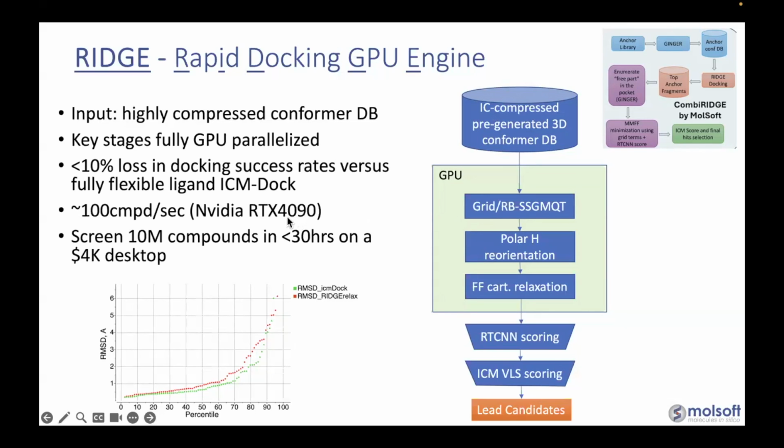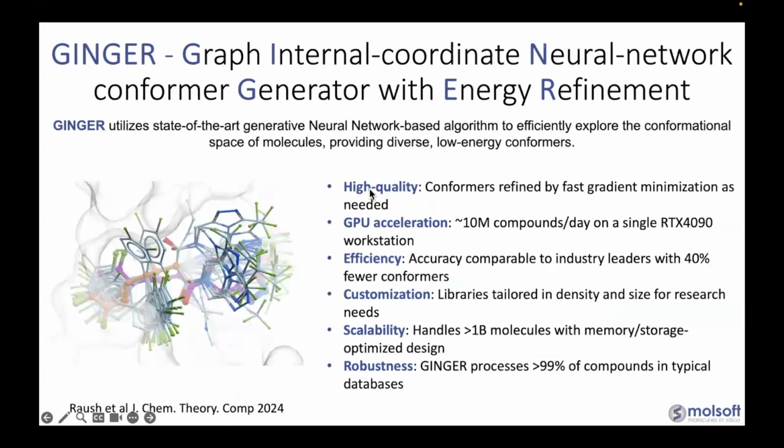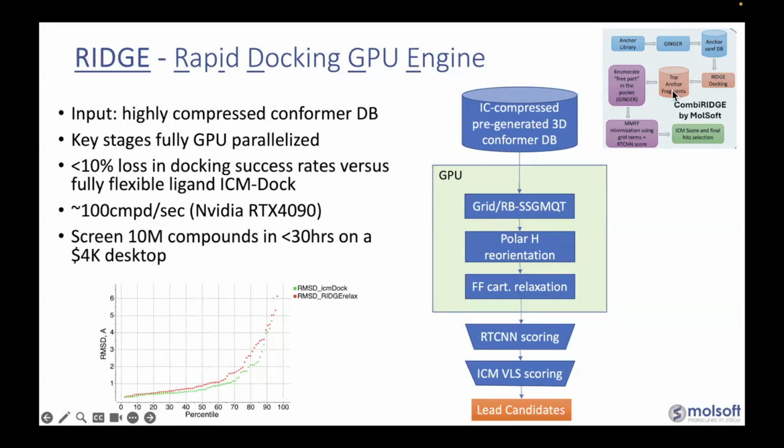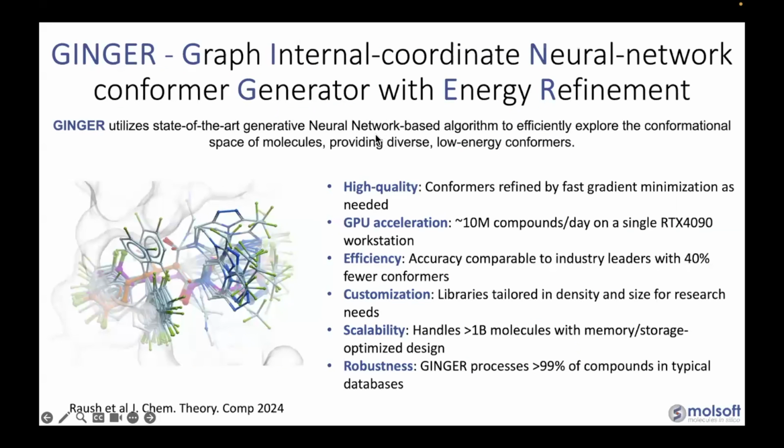On an RTX 4090, you can screen approximately 400 compounds per second per GPU, which means that you can screen 10 million compounds very efficiently on a reasonably priced GPU. But by using Ridge with the CombiRIDGE method, you can speed this up considerably. So the next step, once you've docked your anchors, you rank those anchors, and then you choose the anchor fragments that you want to enumerate. And the enumeration is done by Ginger.